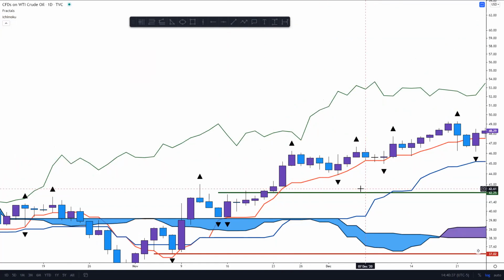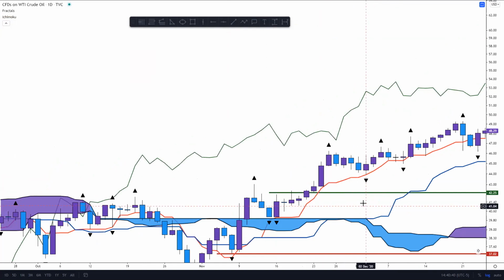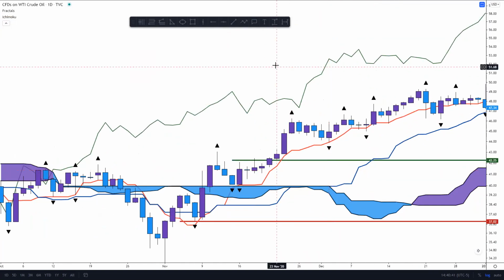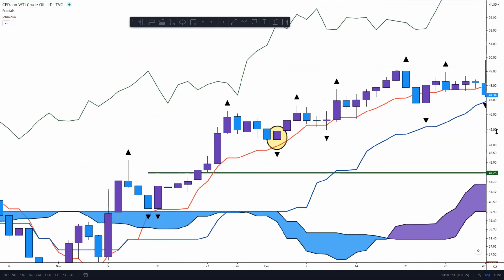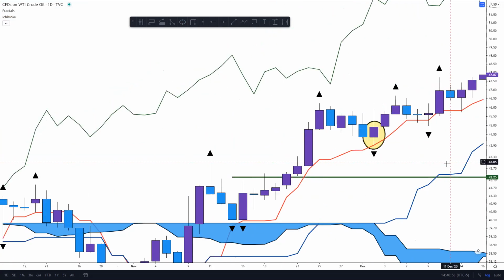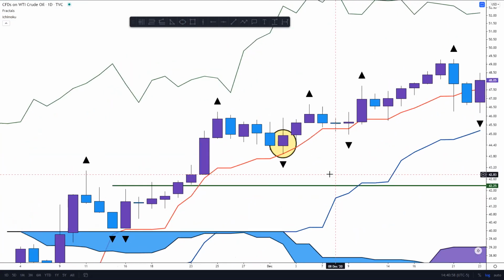Now another place that you can look for price action is trading bounces off the Kijun or the Tenkan-sen here. So here we have price action again. We had a piercing line formation.